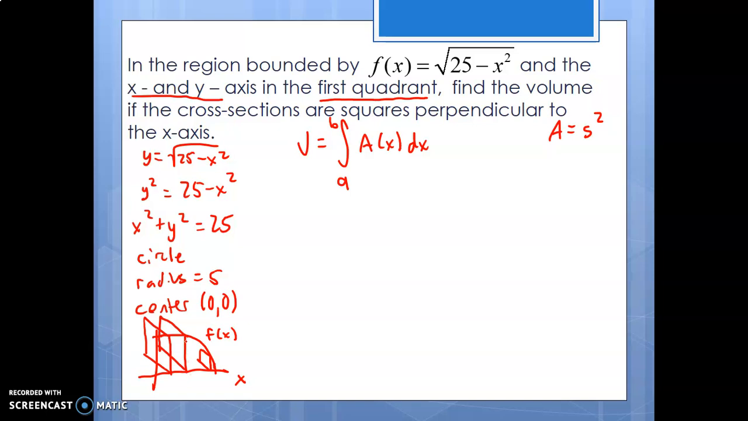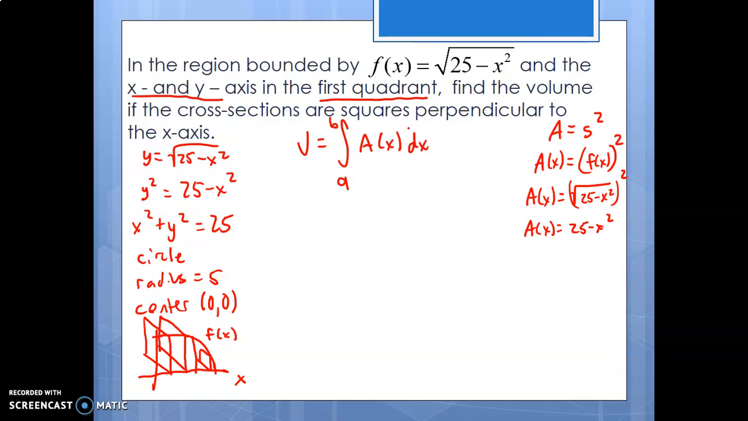Now each side is going to be my function, f of x, because that's going to be the distance from the x-axis to the function. So my a of x function in this case is just going to be f of x squared. So a of x is going to be the square root of 25 minus x squared. Square root and squared are going to cancel out. So a of x would just be 25 minus x squared.